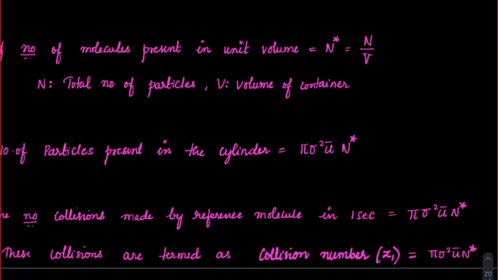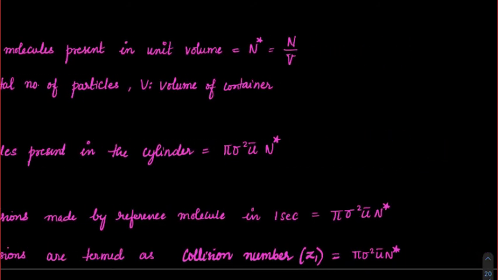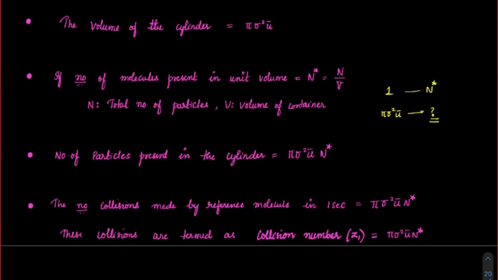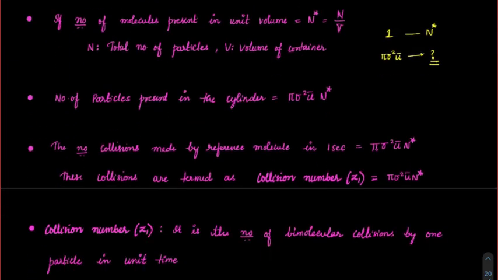It is a simple proportion. If for one unit volume I have n star particles, then for pi sigma square into u bar, how many particles will I have in it? That is the question I'm asking. So you multiply with that, and we get the number of particles present in the cylinder.